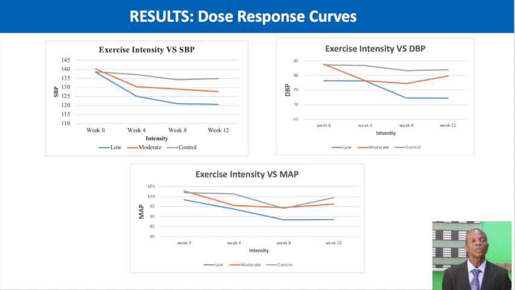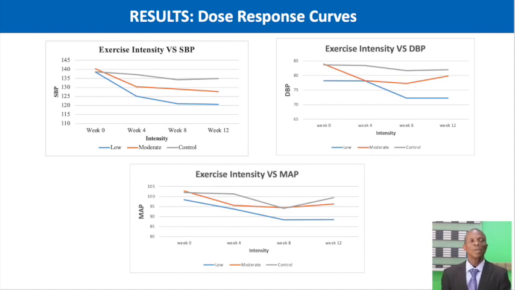Now, these are the dose response curves. The one up there belongs to the systolic blood pressure. The one on the right side up there belongs to the diastolic blood pressure. The one below is the mean arterial pressure. The blue line represents the low intensity group. The red line represents the moderate intensity group. And the ash color represents the control group.